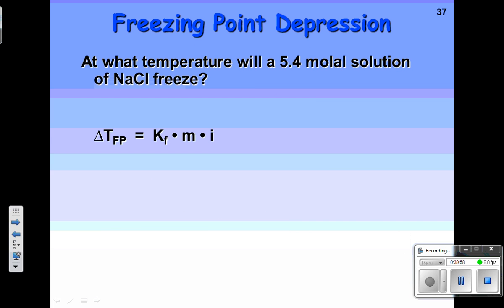Okay, so here's another one. Let's see what you can do with this one. See if you can figure this one out before I do. So what temperature will a 5.4 molal solution of NaCl, what's the I? 2, freeze at? Okay, plug in. Plug and chug. What's the freezing point of water? We're all just doing it in water. Oh, okay. 1.86. Use the 1.86, yes.